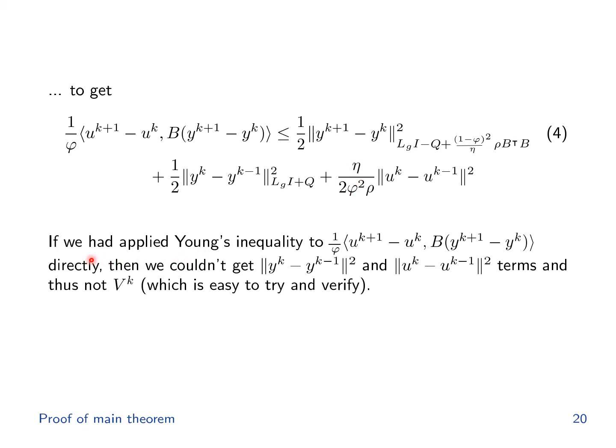So we were applying Young's inequality to the 2 new inner product terms on the last slide. You may wonder, what if we directly apply Young's inequality to this left-hand side term rather than taking 2 slides to take these steps to get this bound? Well, if you do that, then we will not be able to obtain terms of yk minus 1 and this term. So these two terms will not be obtainable.